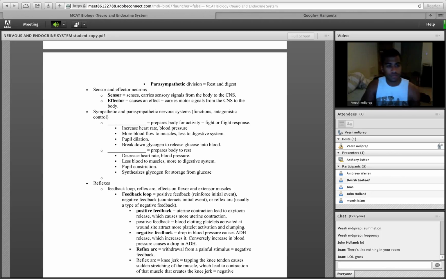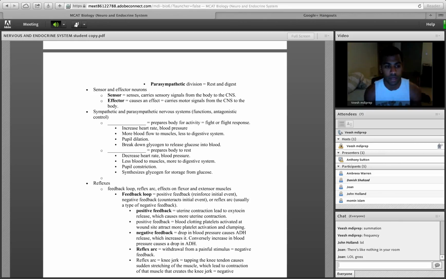Okay, so sympathetic and parasympathetic nervous system, a little bit more detail here. The sympathetic nervous system, it's preparing your body for activity. I mentioned some examples earlier, but some more are: it increases your heart rate, it increases your blood pressure, causes more blood flow towards your muscles and less to the digestive system, causes your pupils to dilate, and it breaks down your glycogen to release glucose into your blood so you have more energy.